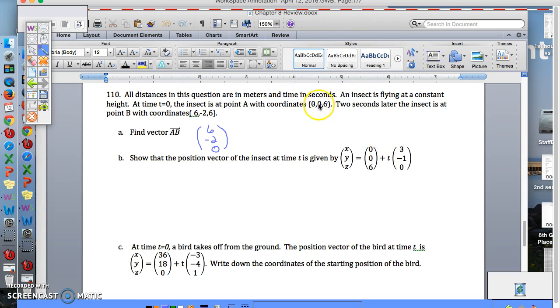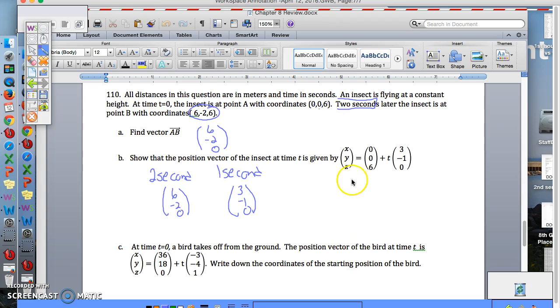Well, let's see. Well, here's our position vector. 0, 0, 6. Well, if this is 2 seconds later to get to here, what would our position vector be for 1 second? Because it says t is in seconds. Well, if this is 2 seconds, it is 6, negative 2, 0. 1 second would have to be 3, negative 1, 0.